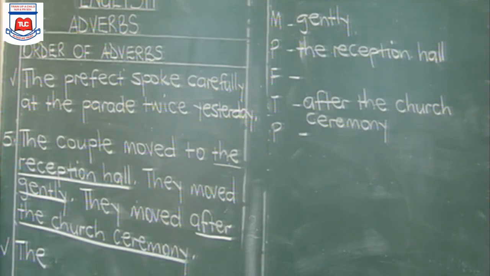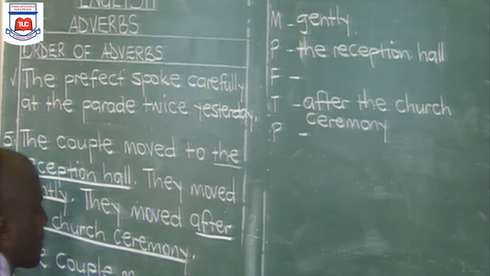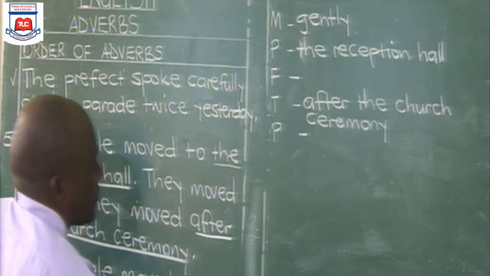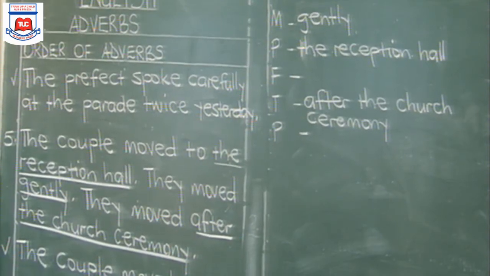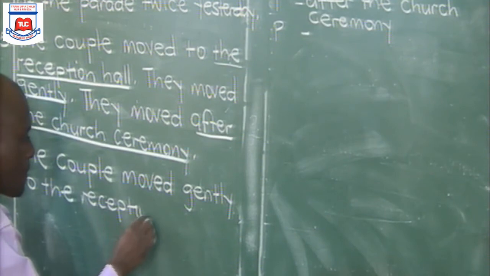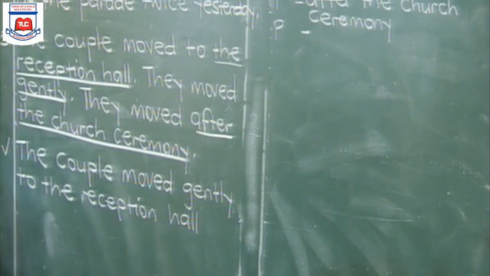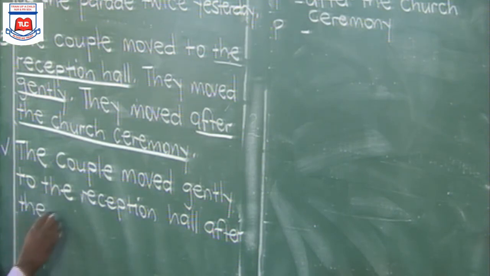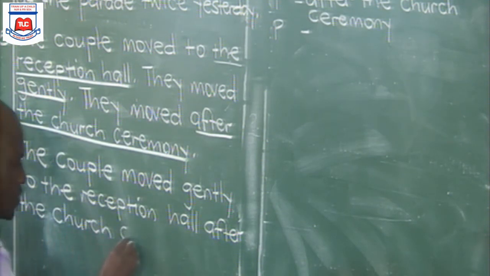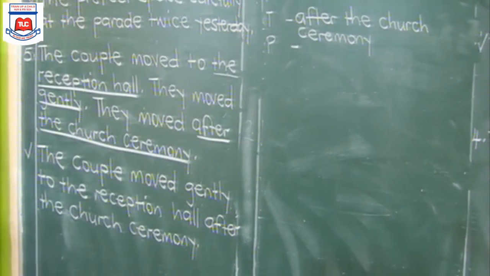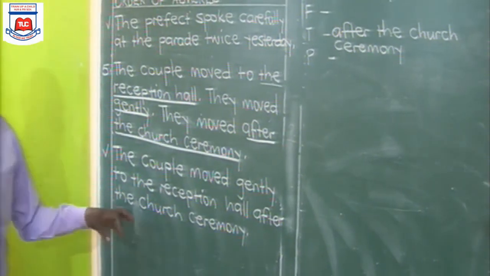The couple moved. How did they move? Gently. Where? To the reception hall. When? After the church ceremony. After the church what? Ceremony. So, when you answer like that, it means you have arranged these adverbs in their correct positions.